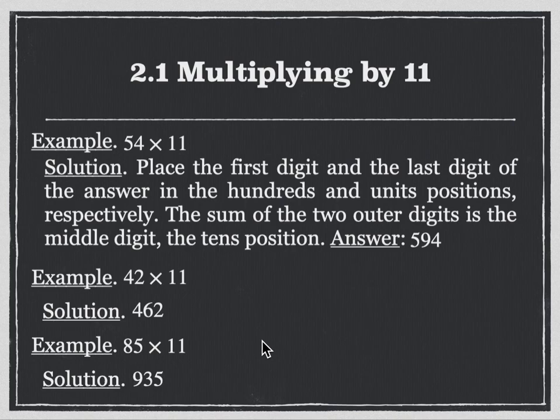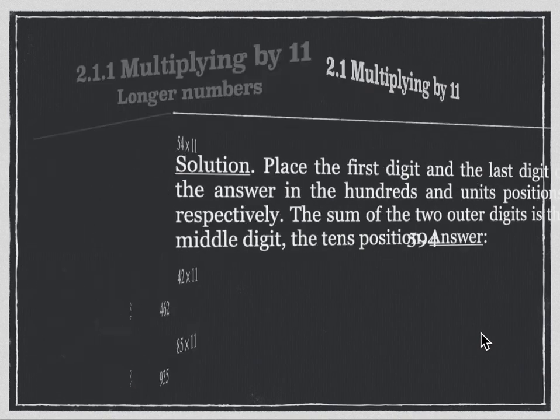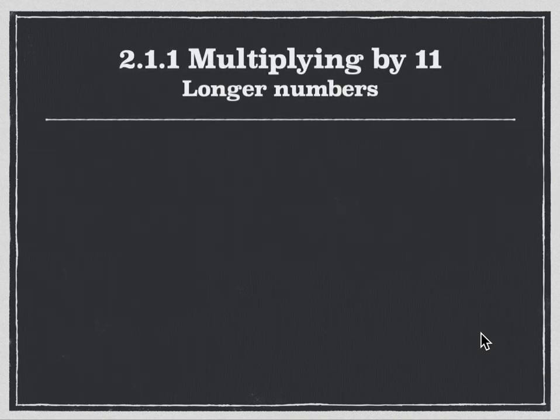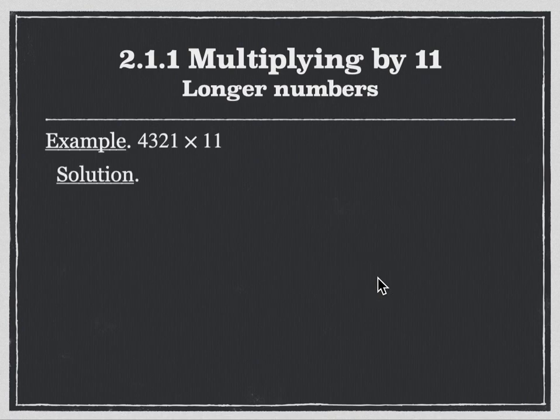Multiplying a units digit by 11 is very simple. 8 times 11 is 88. 7 times 11 is 77, and so on. That is for single and two-digit numbers. So how about if we multiply by 11 using longer numbers? How do we do that? For instance, we have 4,321 times 11. How do we do that?